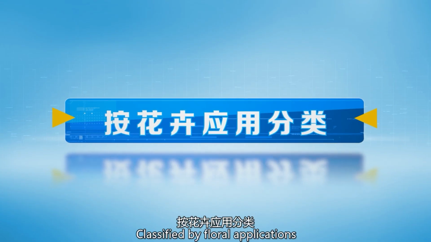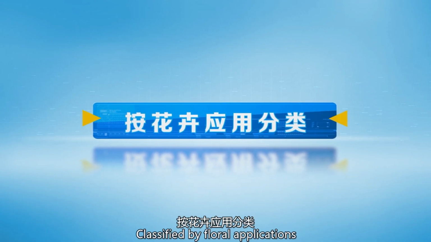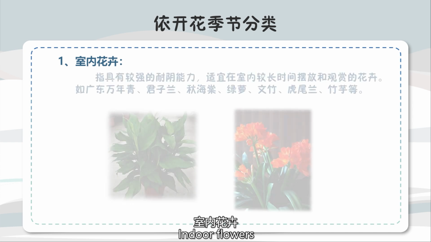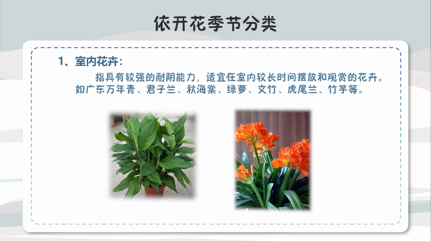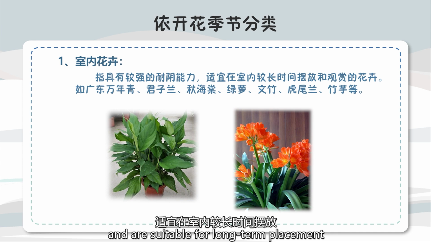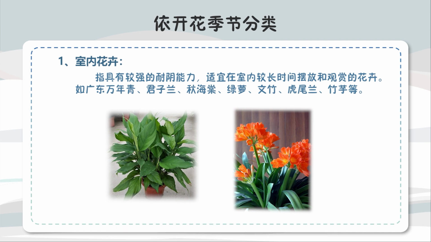Second, classified by floral applications. First, indoor flowers refers to flowers that have strong shade resistance and are suitable for long-term placement and viewing indoors, such as Guangdong evergreen, Junzi orchid, autumn camellia, green rose, 文竹, Huwei orchid, 竹雨, etc.